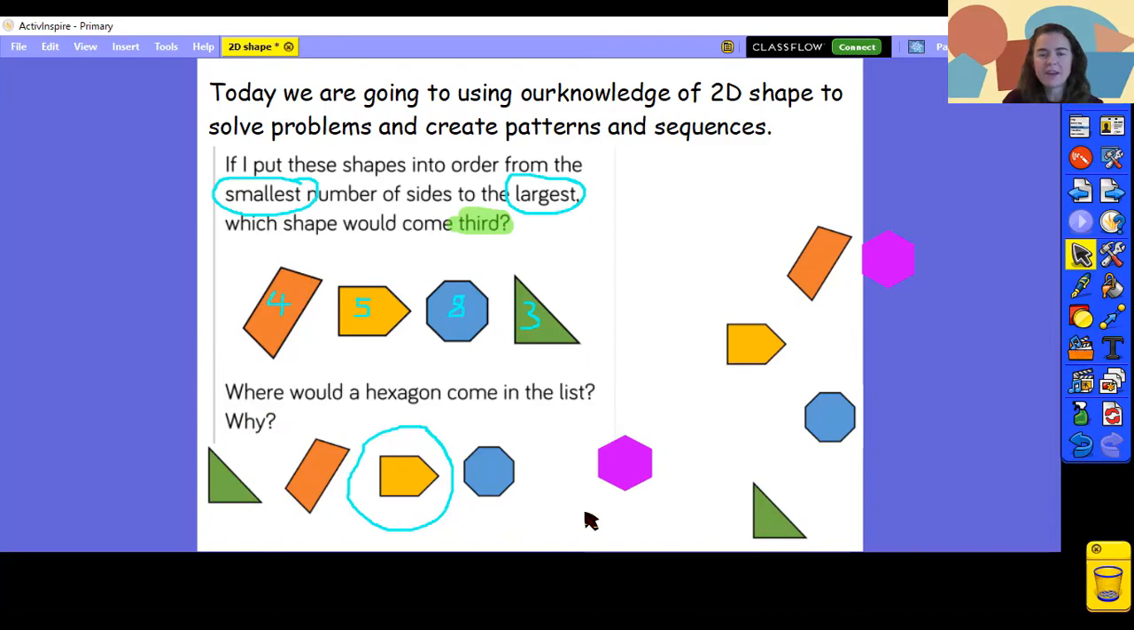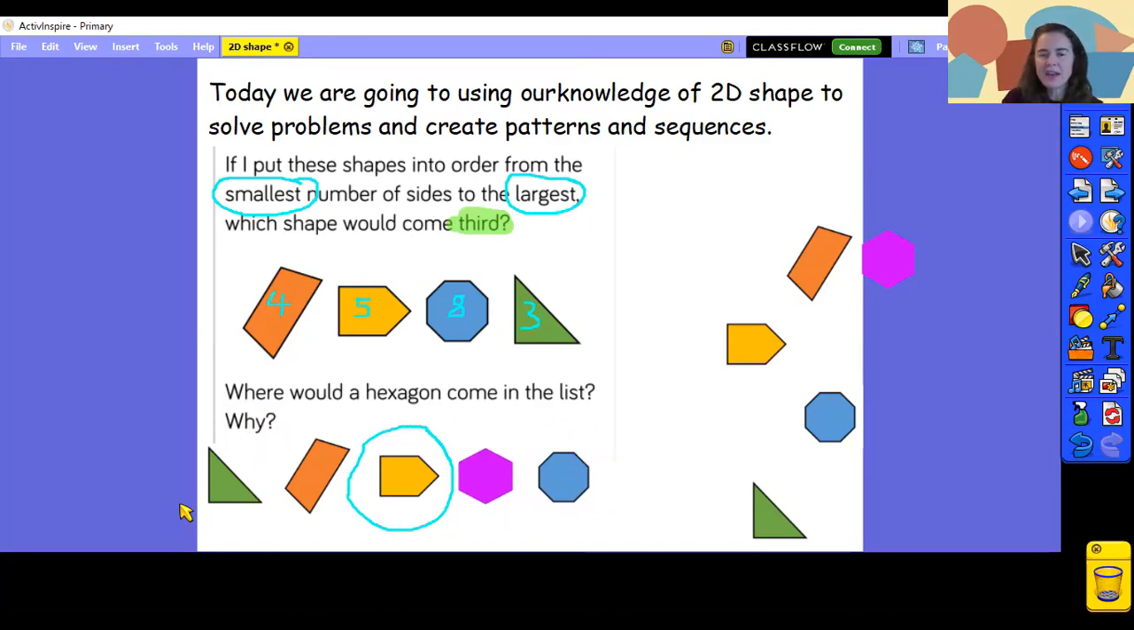Which shape is it going to go in between? Well done if you said it's going to go in between our irregular pentagon and our octagon. It is, because 6 comes in between 5 and 8. So here we go. So I'm starting to create a pattern here.